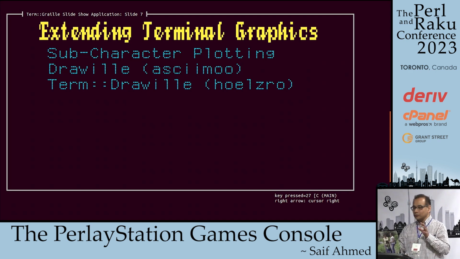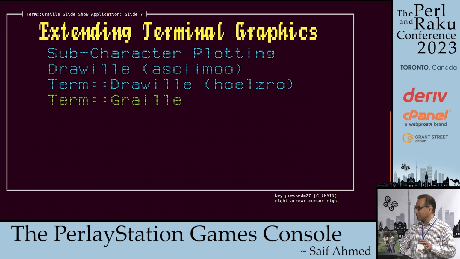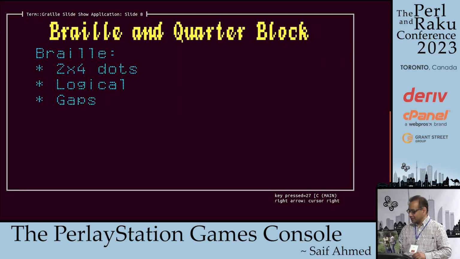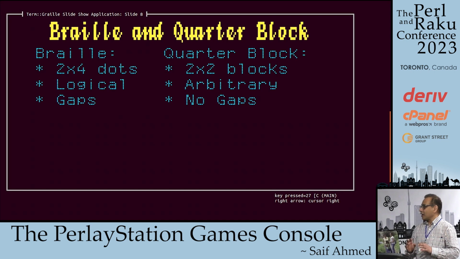That didn't quite have all the features that I wanted. So I produced Term::Graille, which is graphics in Braille. But it does more than just Braille. It does Braille and quarter block. This presentation that you can see uses both Braille and quarter block.